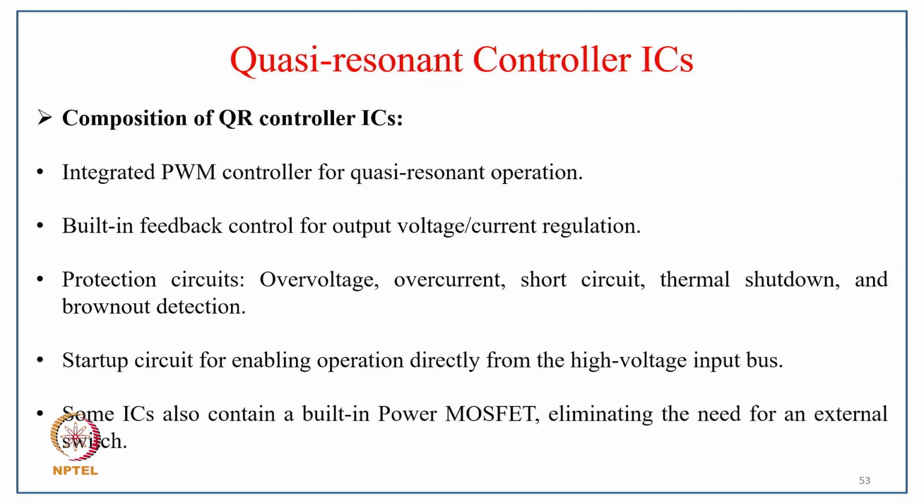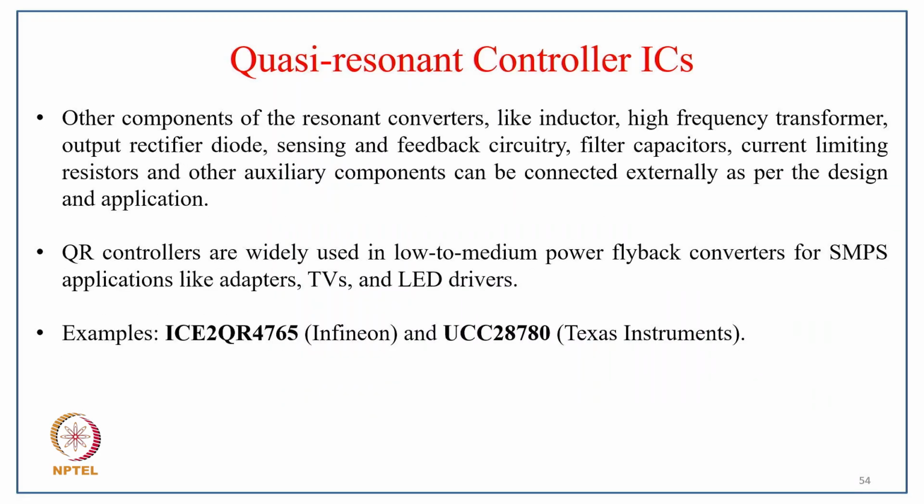So coming to the typical composition of a quasi-resonant controller IC. It's an integrated PWM controller for quasi-resonant operation, with built-in feedback control for output voltage and current regulation. Protection circuits are typically included for overvoltage, overcurrent, short circuit, thermal shutdown and breakdown detection, and a startup circuit for enabling operation directly from the high voltage input bus. And some ICs also contain a built-in power MOSFET, eliminating the need for an external switch.